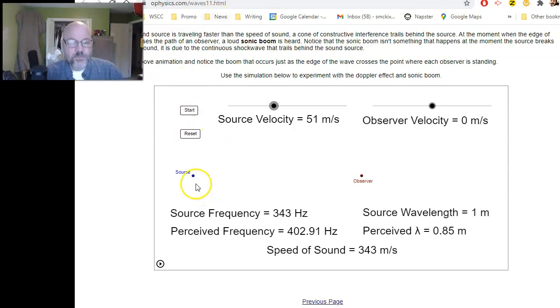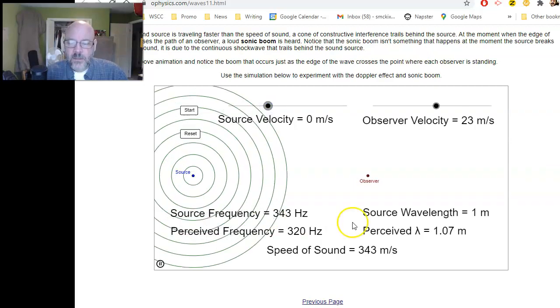And so here's the source, and here's the observer. What I'm going to do is start with the observer. Let's give the observer some pretty small velocity here, sort of like this, and I'm going to let the thing run. Oh, I don't want my source moving though. Hang on. Just kidding.